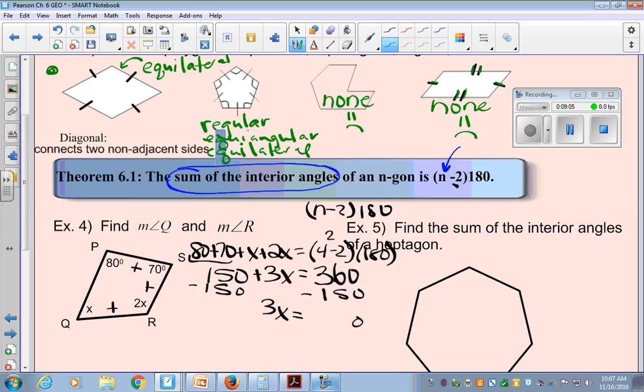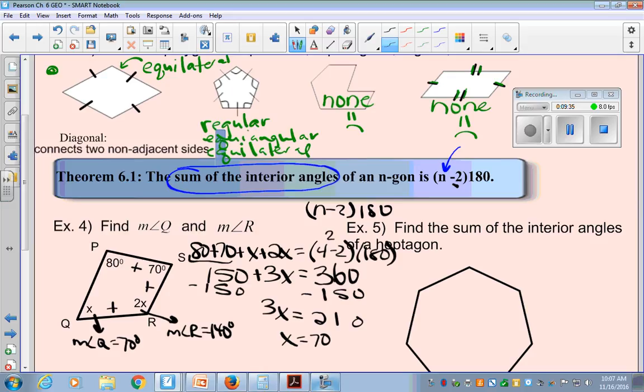So we subtract 150 from both sides, and we get 3x is equal to 210. If 3x is equal to 210, then 1x is equal to 70, and that happens to be the measure of angle Q. I double that to get the measure of angle R, and we've answered the question.